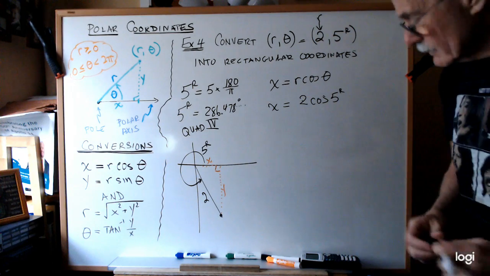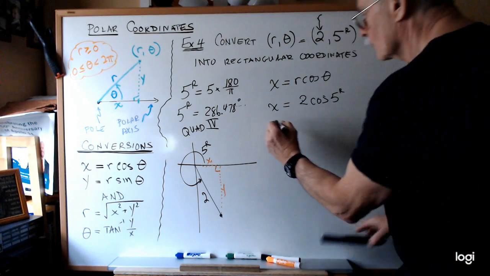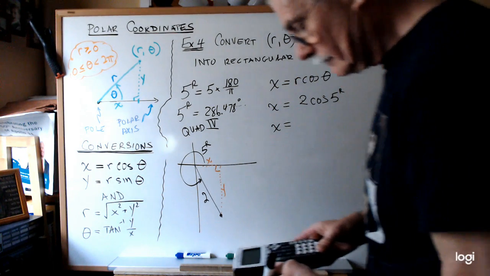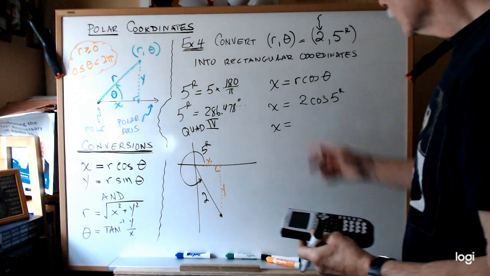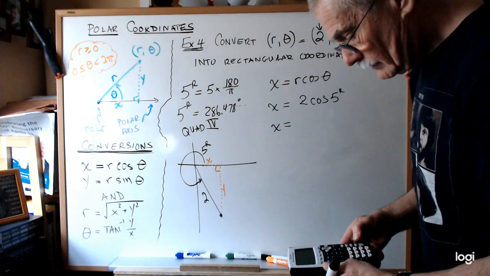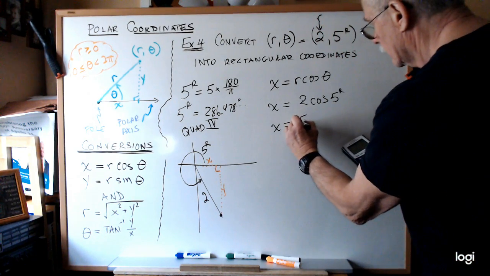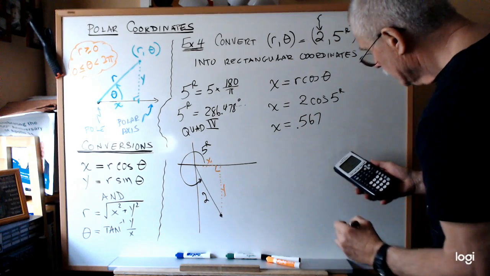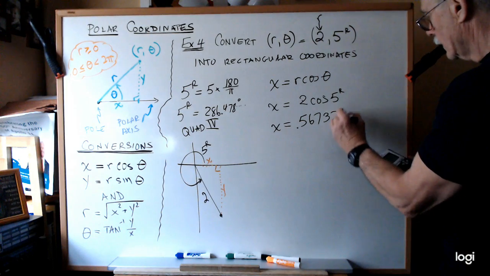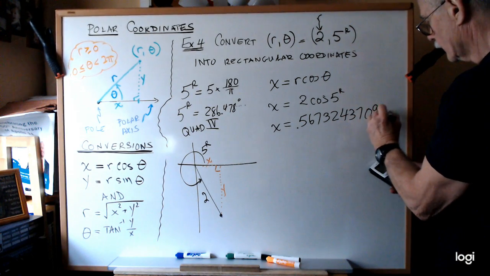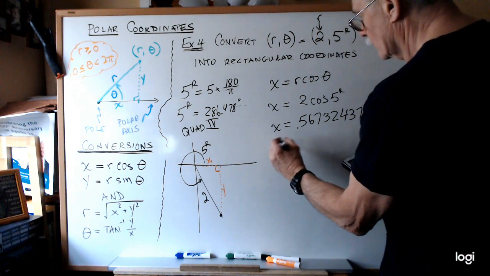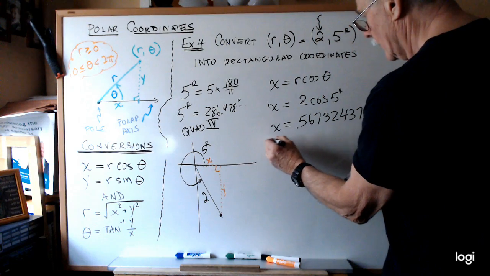What we're going to need to do is have our calculator in radian mode. So check it's in radian mode. I'm checking mine, and yes, I am. And now I'm simply going to type 2 cos 5, and I hit the enter key. I get 0.56732437 and so on. Of course, this is an approximation. So I'm going to probably round it off a little bit, but let's go ahead and first compute the y.